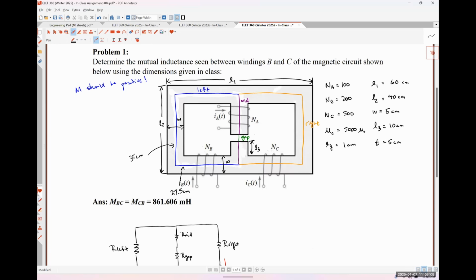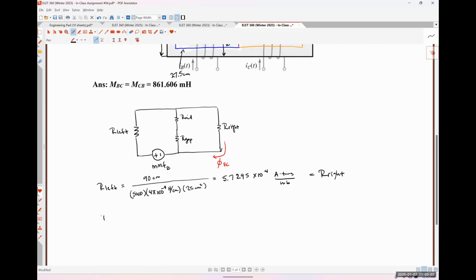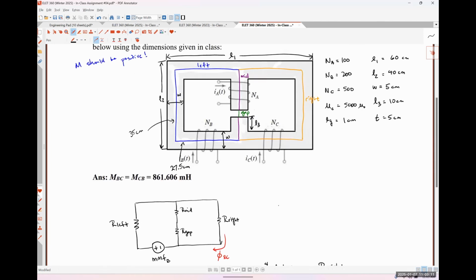Okay. So now let's do the middle. What is our total length for the middle? Well, it looks like it should be L2 minus the W minus the gap, and we're good to go.